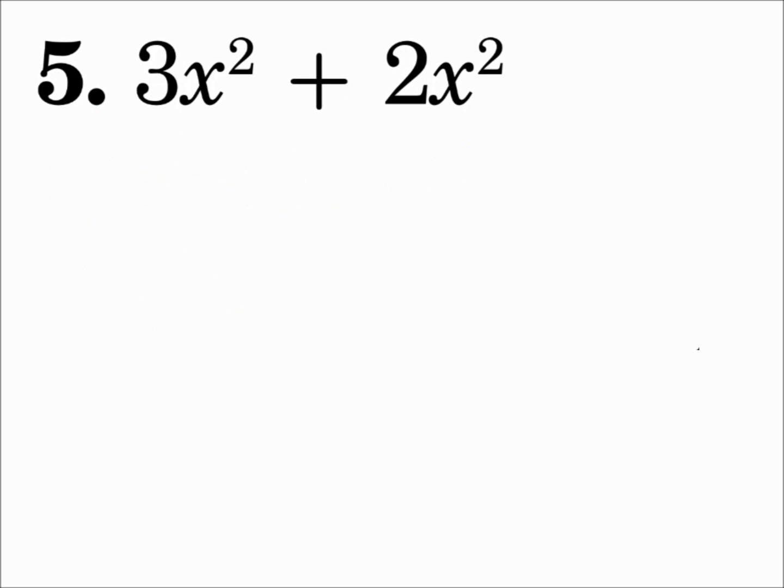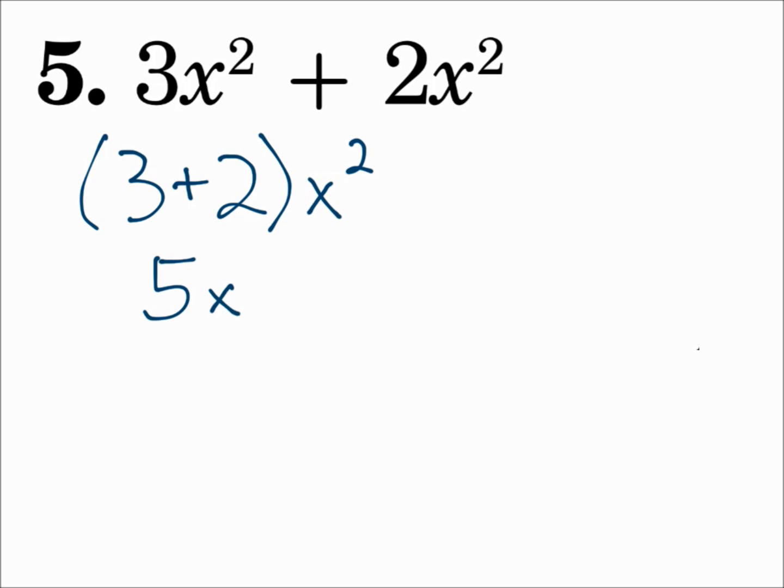Number 5, 3x squared plus 2x squared. You have x squareds that are like terms and can be combined. How many? 3 of them plus 2 of them, for a grand total of 5x squared.